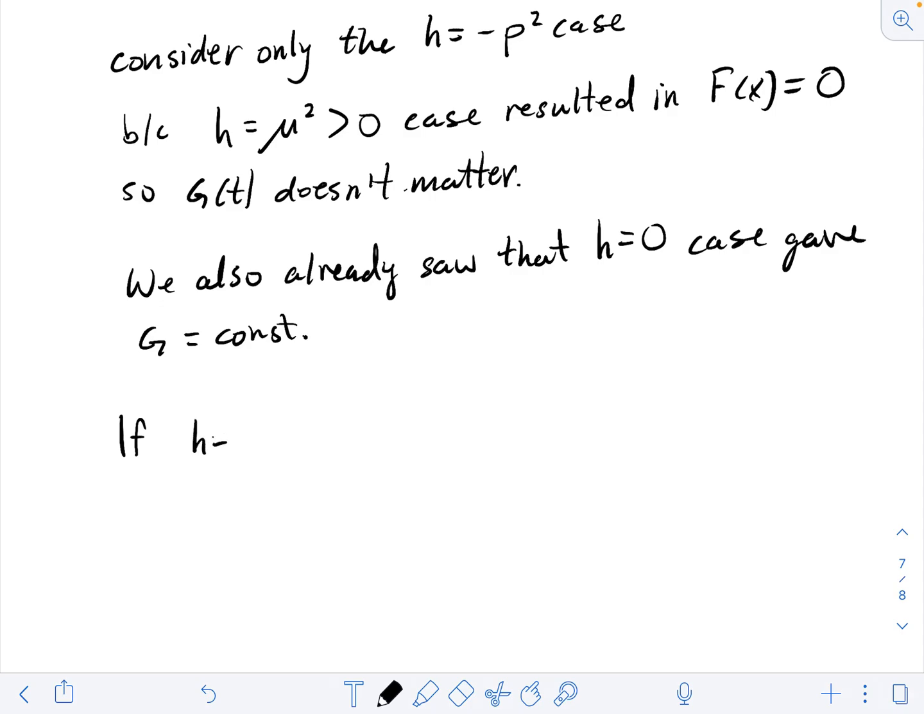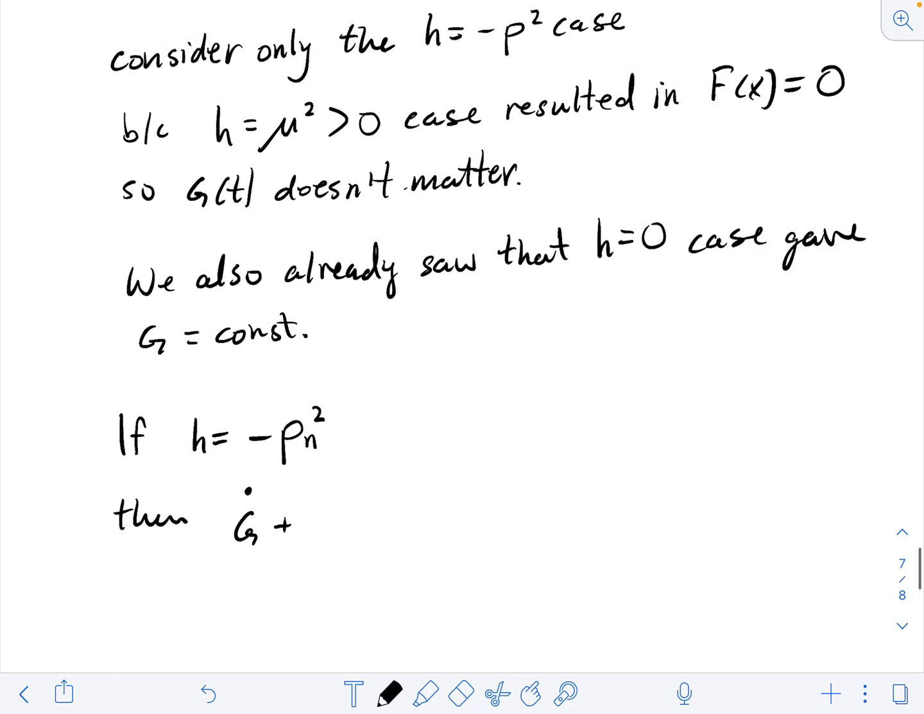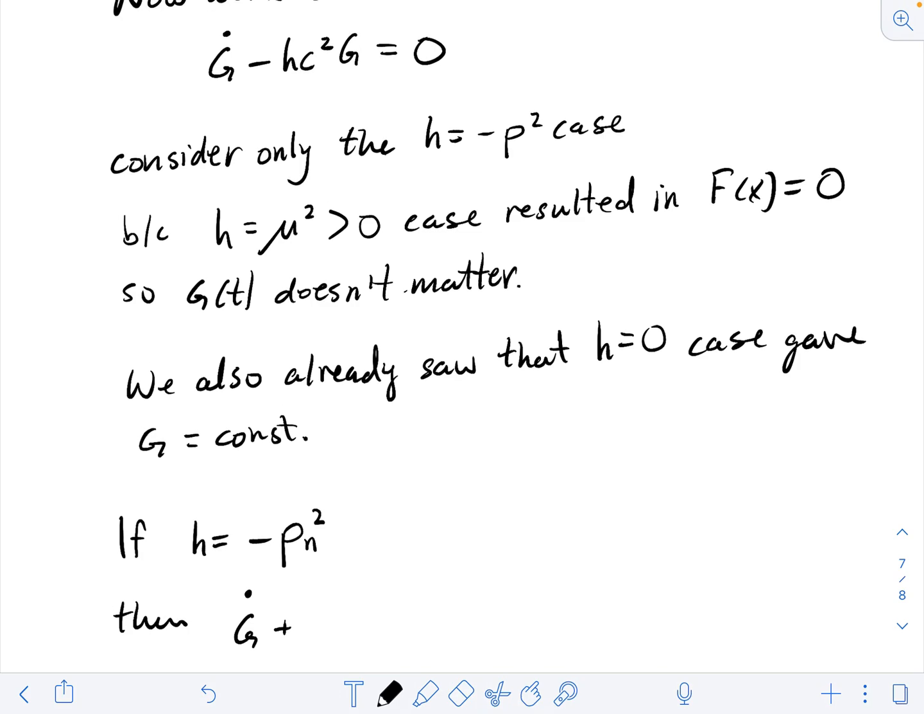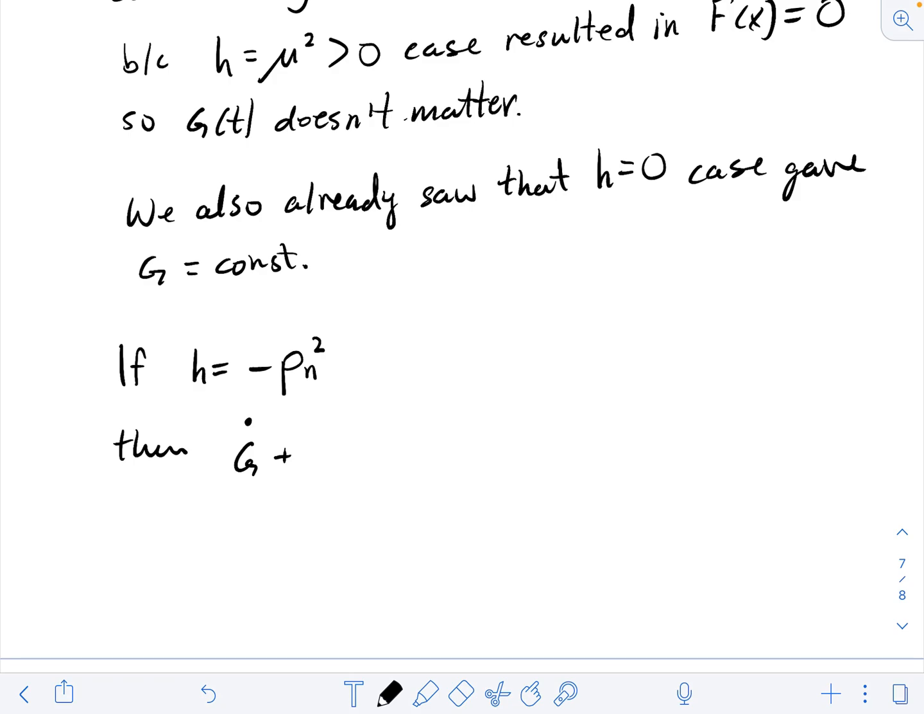If h is equal to minus pn squared, remember from our f analysis, we already found that there was some condition on p, so let's put that condition in. What we have to worry about is g dot plus, we're putting in a plus because h is minus pn squared, so the minus h becomes a pn squared, and then there was a c, and both p and c are squared, so we'll square them like that.